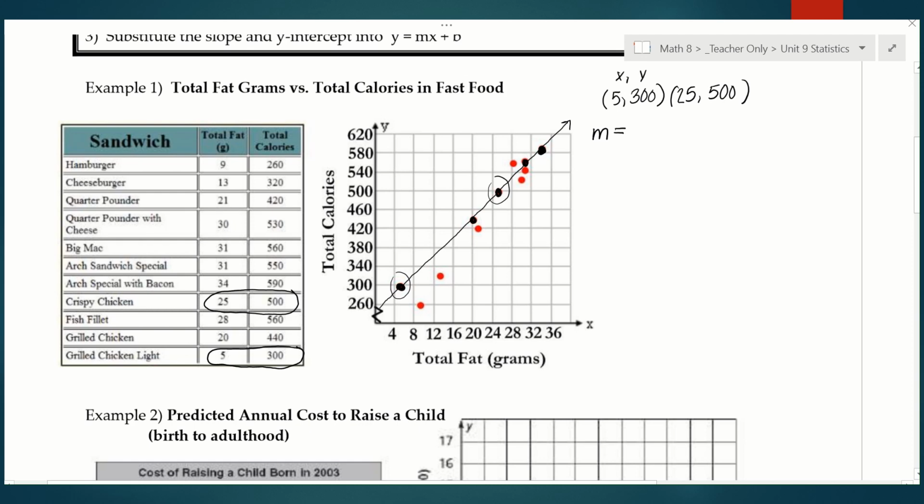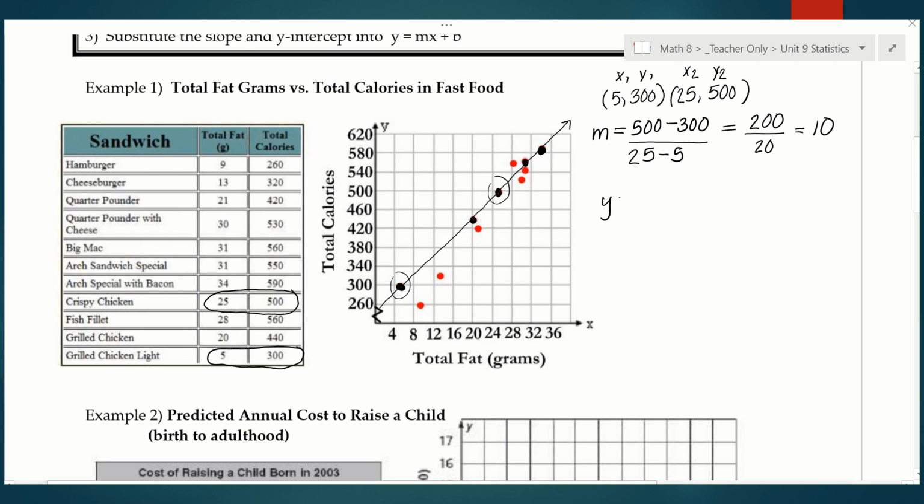So remember, this is x1, y1, this is x2, y2. So to find our slope, we do y2 minus y1, 500 minus 300, over x2 minus x1, 25 minus 5. Okay, so 500 minus 300 is 200 over 20, which comes out to be 10. Okay, so we've completed step 1. We've found the slope of the line that we're trying to get our equation of.